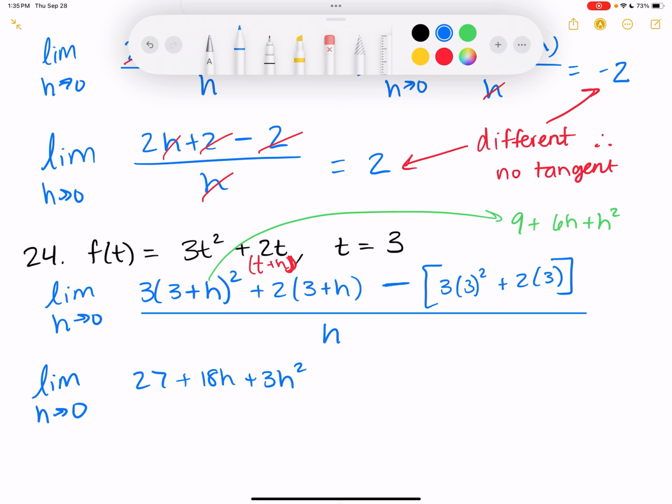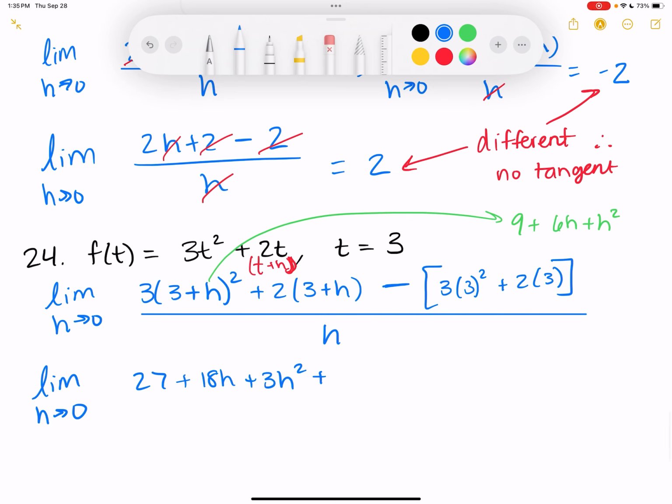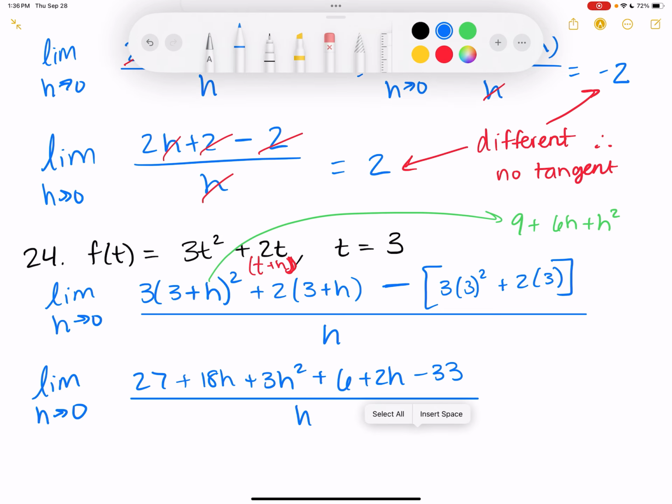Because there's no point in me rewriting the whole thing to factor one thing. Plus, and I trust that with a perfect square trinomial, y'all can potentially do that just in your head. So if you didn't even show that, that's fine. Just if you do it wrong, know that the less that's there, the less credit I can give. So plus, I'm going to distribute this too. So 6 plus 2h. And then over here, I've got 3 times 9, which is 27, plus 6 is 33. So minus 33 over h.